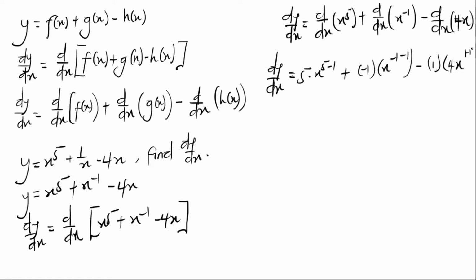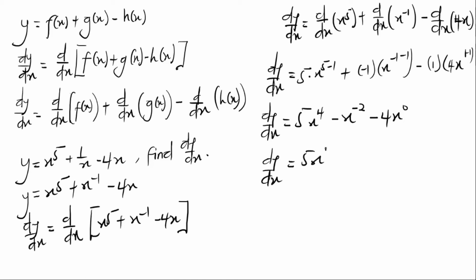1 minus 1. Alright, so it means our dy/dx of this function becomes what? 5x^4 over here, then this becomes minus what? x raised to the power negative 2, then we have what? Minus 4x raised to the power 0 over here. So from here we know our dy/dx becomes what? 5x^4 minus what? x^-2, then minus what?